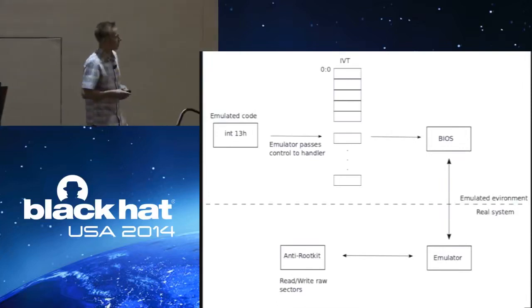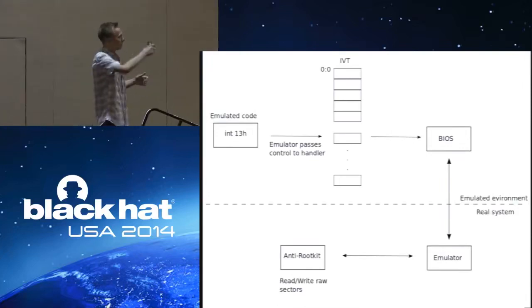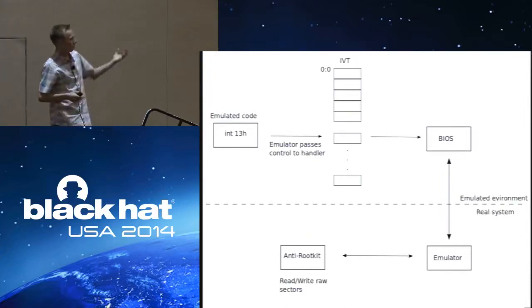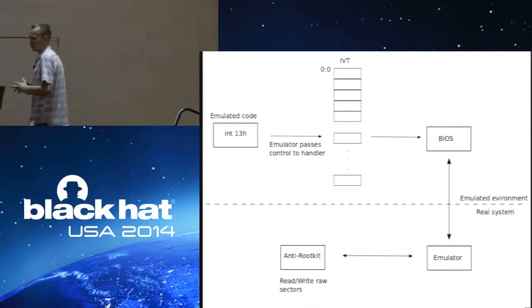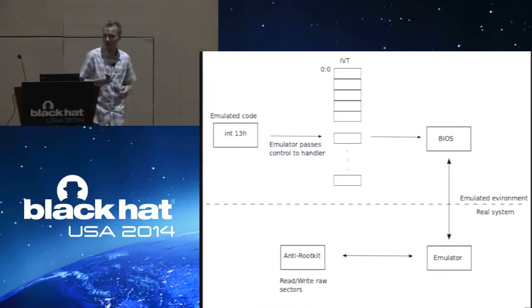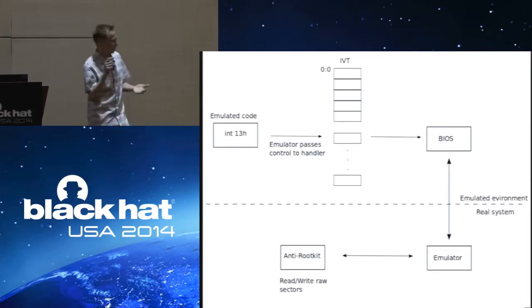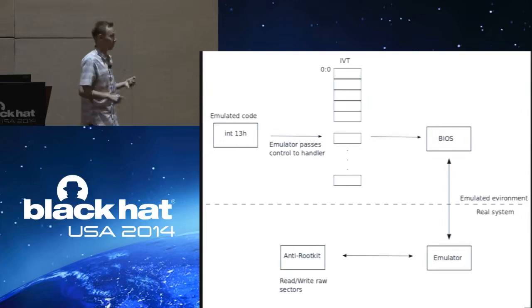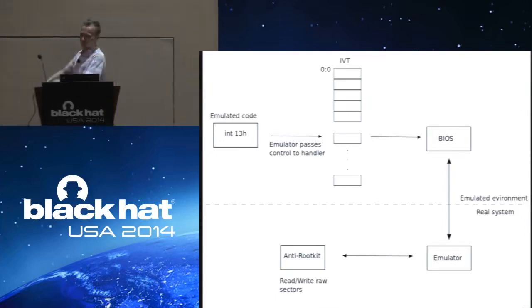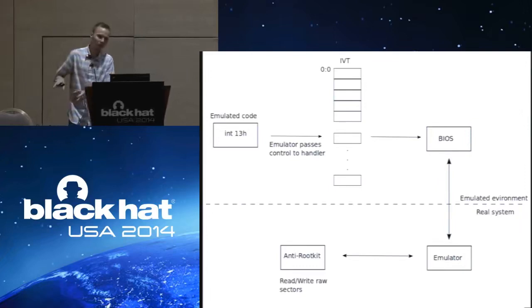So at this point, we actually break out of emulation. Whenever we encounter an interrupt 13 in the boot code, our emulator will pass control to the handler registered within the IDT, which will then pass control to our BIOS. And the BIOS will check which function code this is and determine whether or not it needs to break out of emulation. If it does, as is the case for interrupt 13, it will just tell the emulator, you need to read sector 1 and load it into this address. And then the emulator will query the contents on disk from the anti-rootkit module, write that into emulator memory, and just continue.